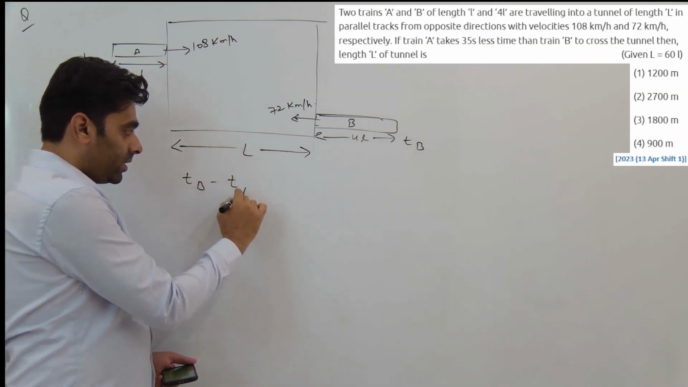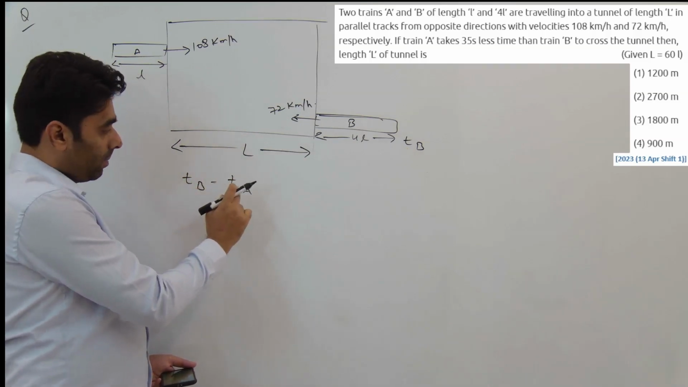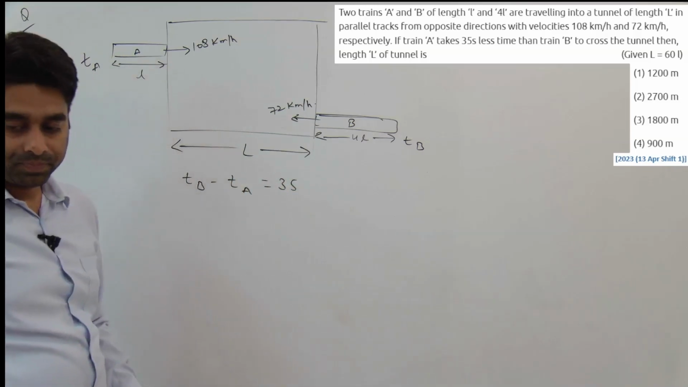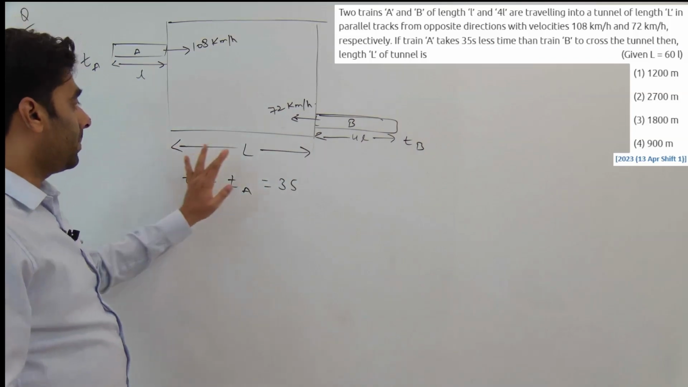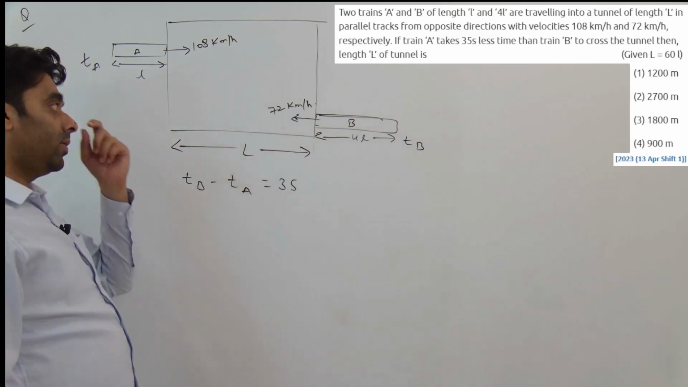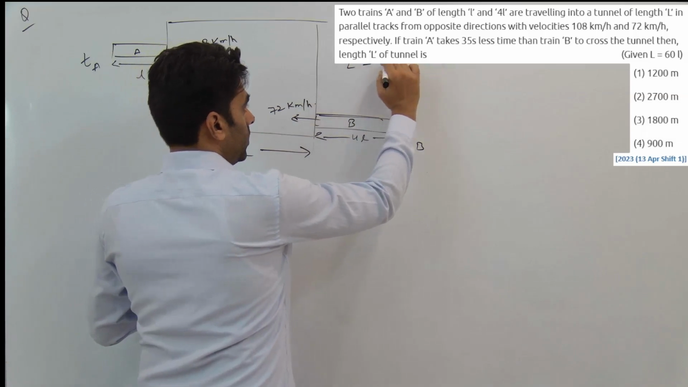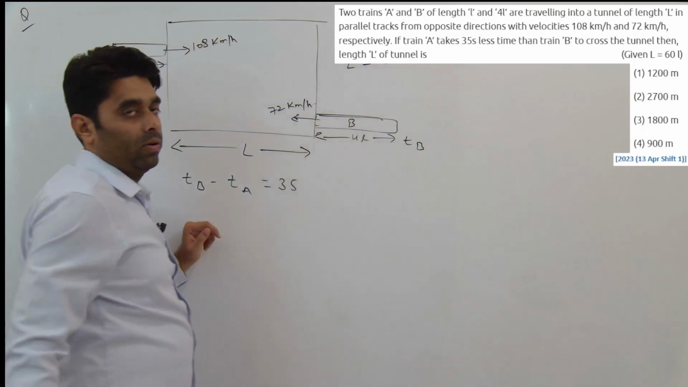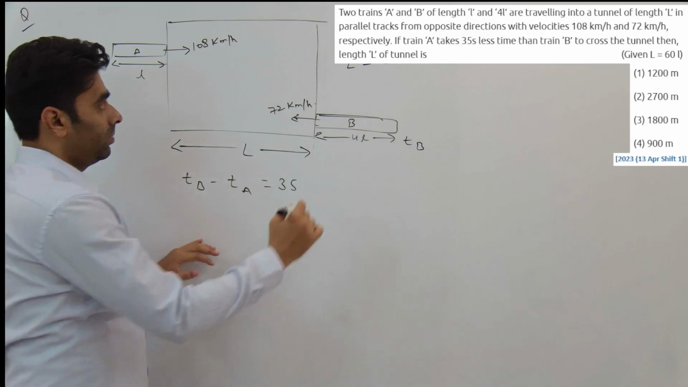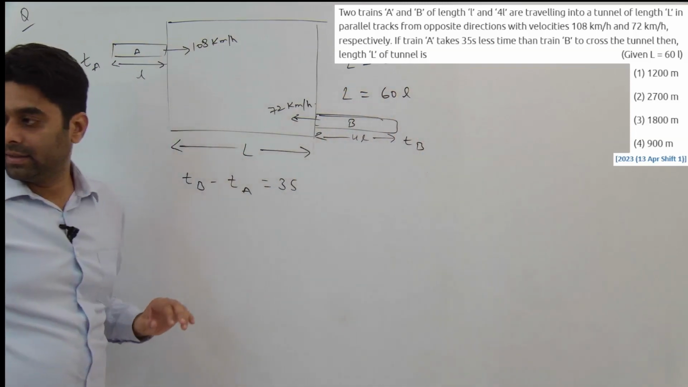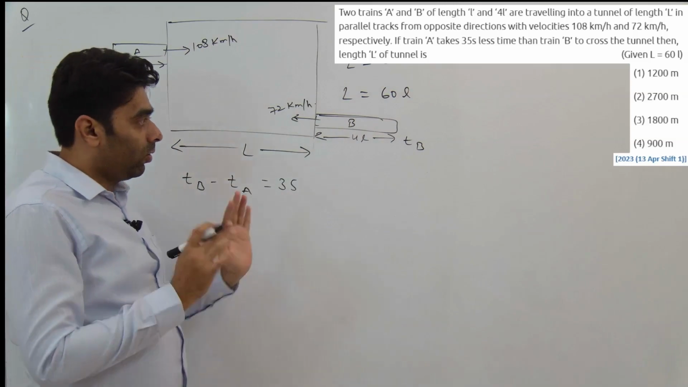TB minus TA, the time taken by B minus the time taken by A, should be equal to 35 seconds. They are asking us for this capital L. Also, in the question it is given that this capital L is equal to 60 times small l. All this data is given, it's visible. L is equal to 60 times small l.